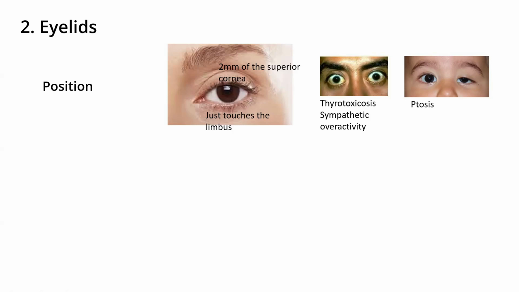If the upper lid droops more than 2 millimeters, it is called ptosis, also called blepharoptosis. The causes can be congenital, involutional, cicatricial, trauma, or nerve palsies. So it can be anything.